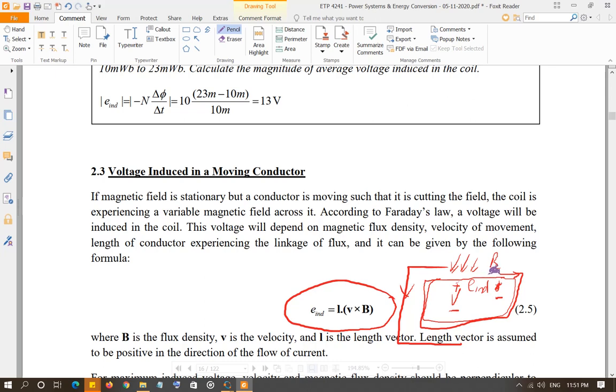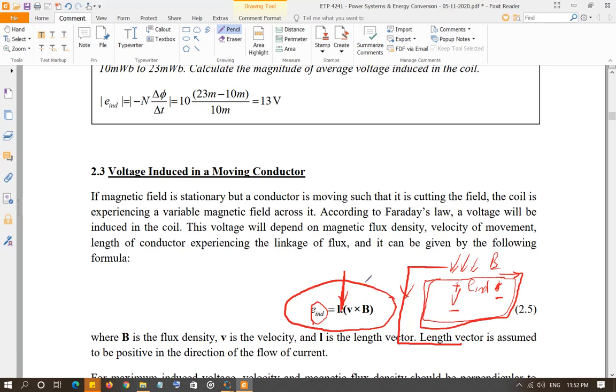Remember, induced voltage is what? A scalar quantity, because you are performing the dot product operation right here, right? So the final operation is a dot product between the length vector and the vector which will be produced when you take the cross product of V cross B. So the final result is E induced, which is a scalar quantity.